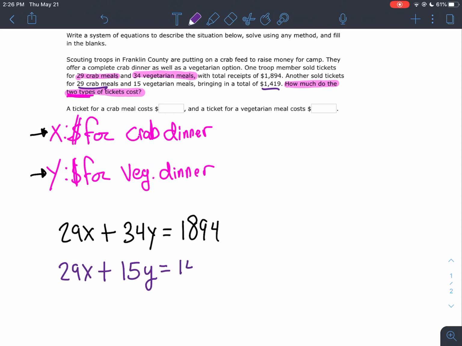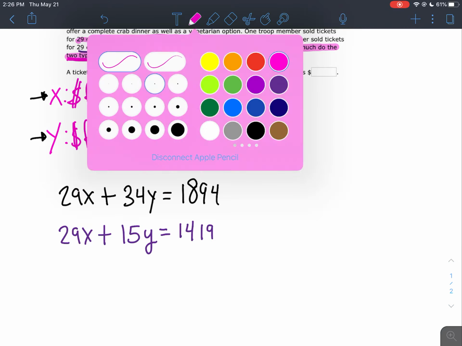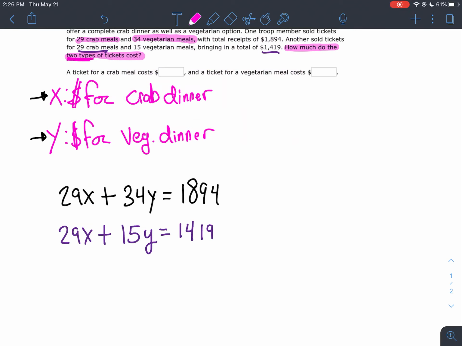and pulled in a total of $1,419. Now, you're looking at this and you see that your X's are lined up, your Y's are lined up, your equal signs are lined up, and your constants are lined up. So this is going to be an elimination situation. Look at your X's, look at your Y's. What's going to be the easiest candidate for you to eliminate?